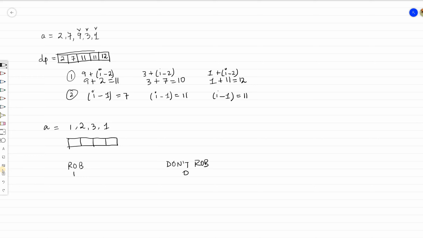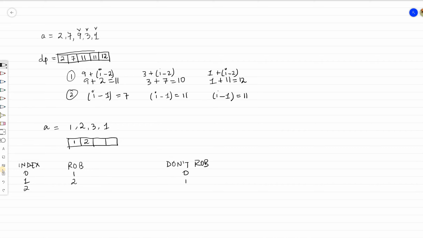So this is where I will put my index. I'm sitting at the 0th index, so I can make 1. Now moving to index 1, which is the element 2, I again have two choices. If I rob this house, I can make 2. If I don't rob this house, I can make 1, because I cannot rob two adjacent houses. So I'm taking the max of both, which is 2.